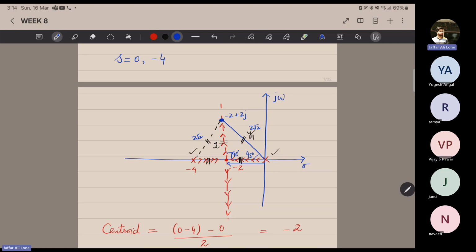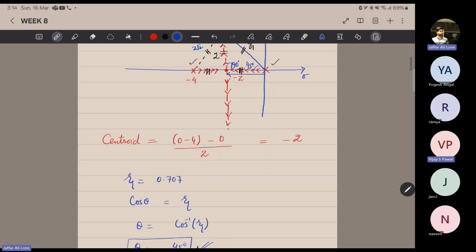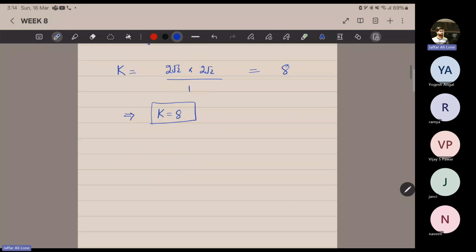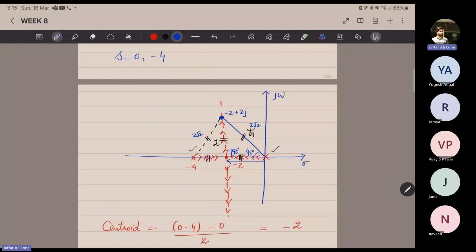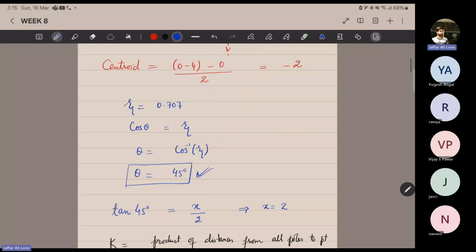Then I found the value of this point using basic trigonometry. I know this length is 2. Similarly, this is a right triangle. Now the second thing is what I was saying: this point is already lying on the root locus, so it should satisfy the magnitude condition, right?